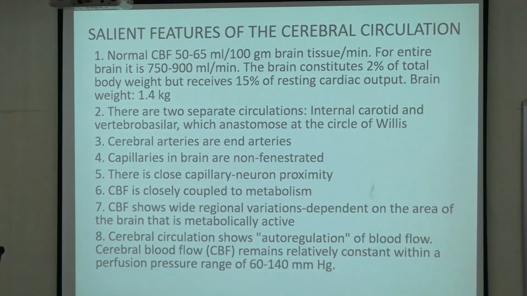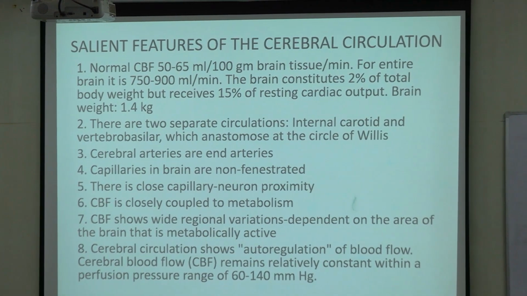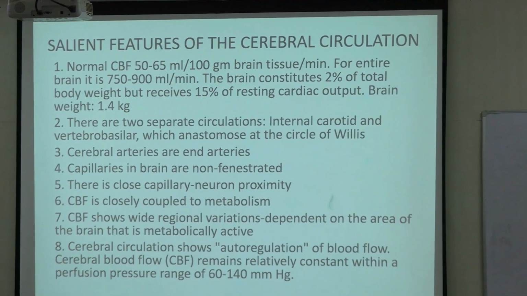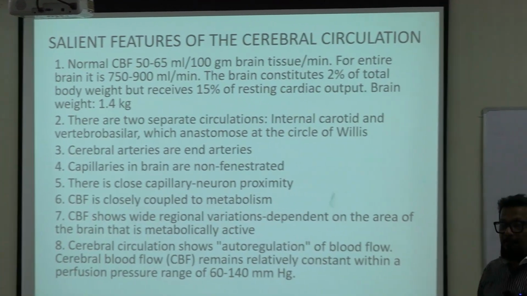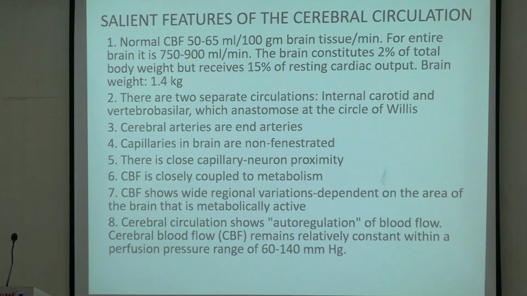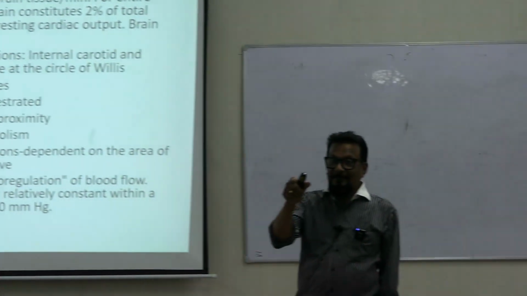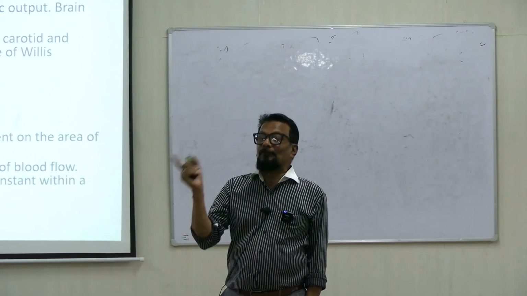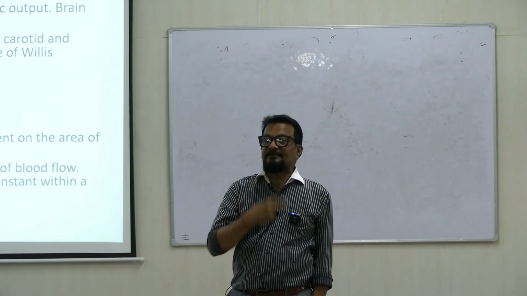Now, these are the important aspects for your examination. What is this? Salient features or special features of cerebral circulation. Number one, the CBF, meaning cerebral blood flow. How much blood is flowed to the brain? 50 to 65 ml per 100 gram of brain tissue per minute. This is their demand. When this amount is supplied, the tissues will get 3.5 milliliter of oxygen, and it will also get adequate amount of glucose to derive its energy.